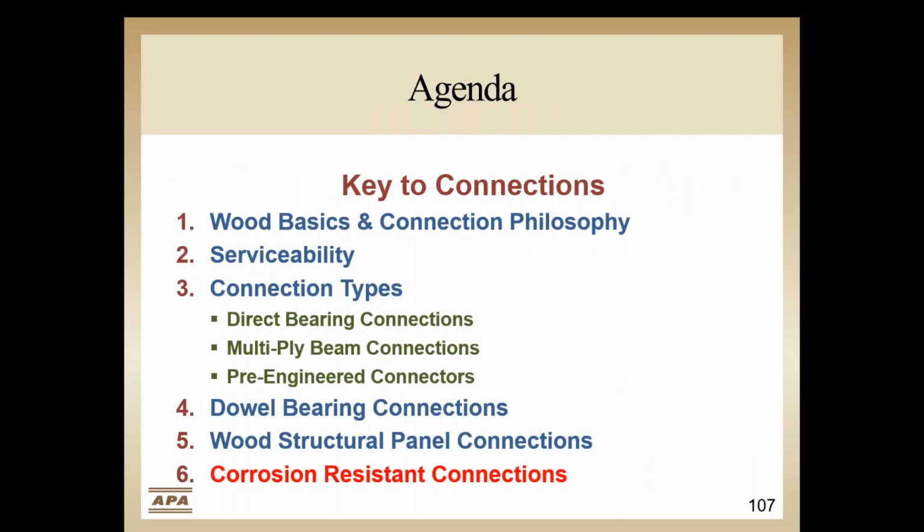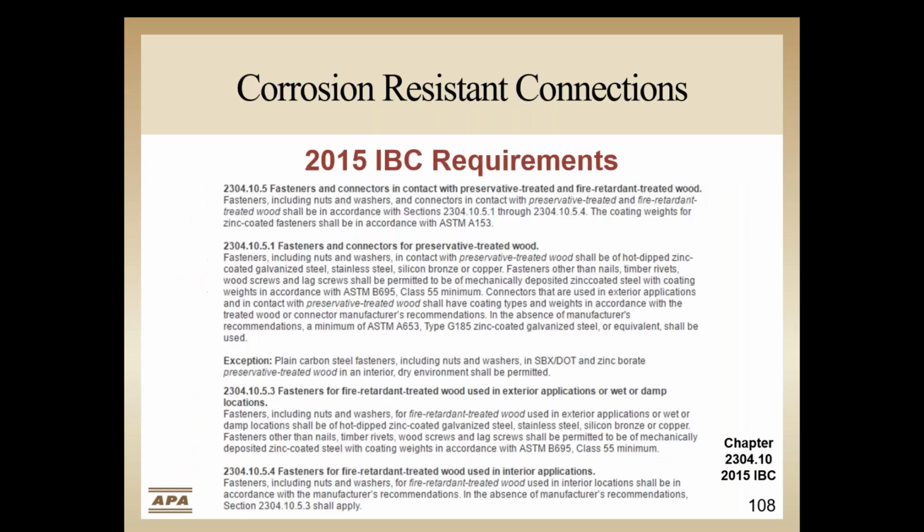As we mentioned earlier, the environment plays an important role in connection design. It's particularly important in harsh environments where corrosion of the connection needs to be considered. So what does the IBC say about corrosion-resistant connectors for preservative-treated wood? Well, the first thing we notice is that preservative-treated wood and fire-retardant treated wood are separate. And within FRT, fire-retardant treated wood, exterior and interior applications have been split.